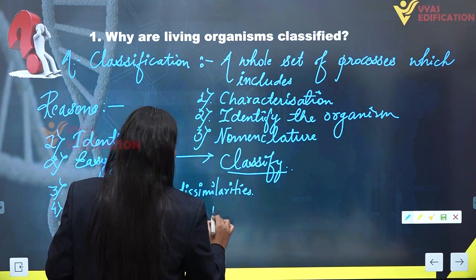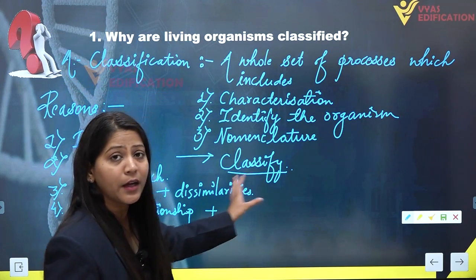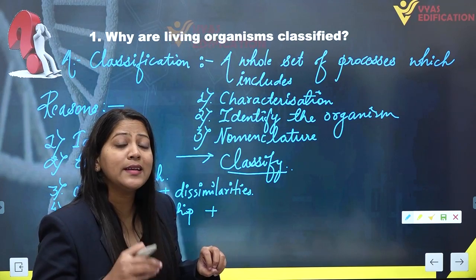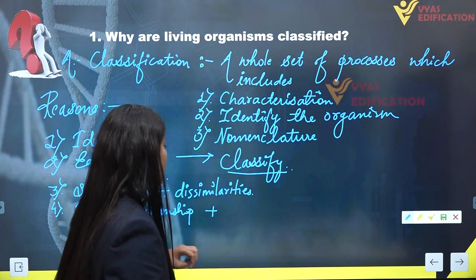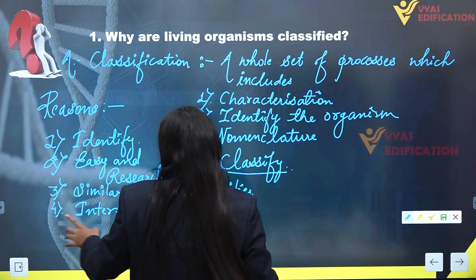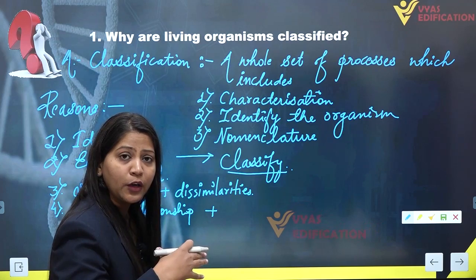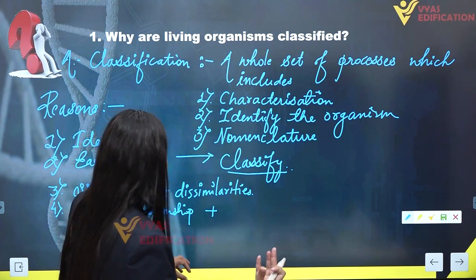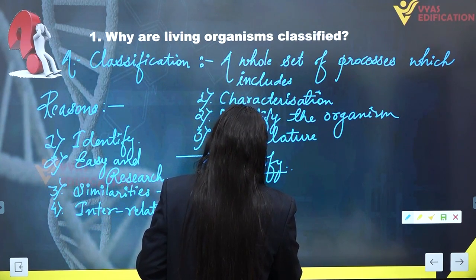And also one more important thing, along with the interrelationship with other organisms, we also get to know what would be the ancestors of that particular organism. So we will come to know the interrelationship of that particular organism with other organisms, as well as we can find the phylogenetic relationship.